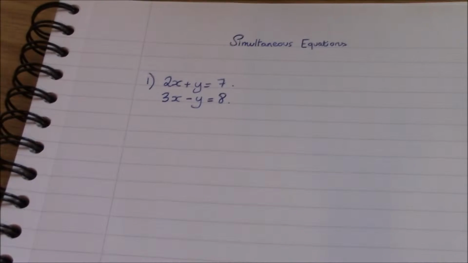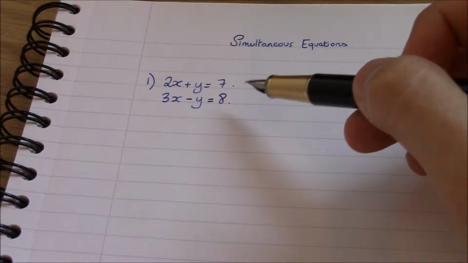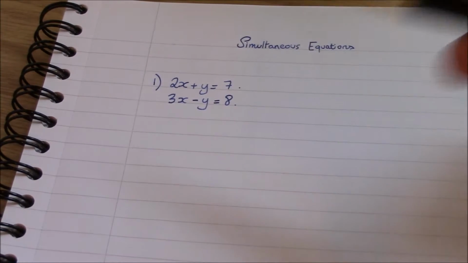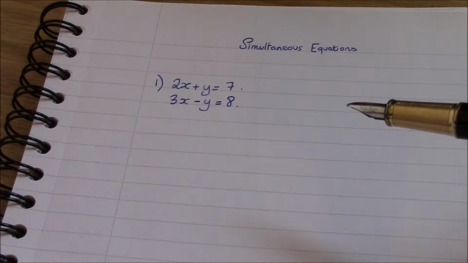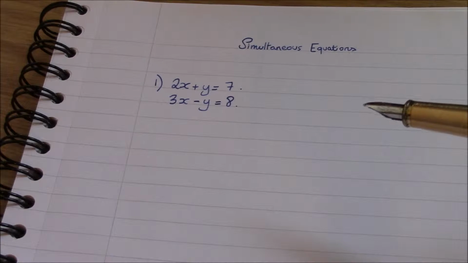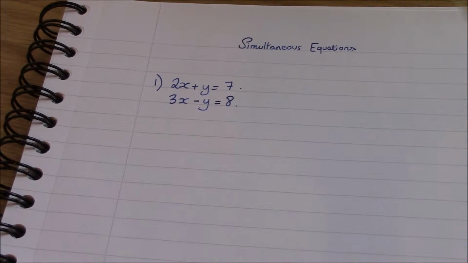Okay, the first set of simultaneous equations we're going to go through are 2x plus y is equal to 7 and 3x minus y is equal to 8. Now, simultaneous equations, I know they sound complicated, but it literally just means two equations at the same time, or more than two. It could be 3, 4, 5, just multiple equations to be worked out at the same time.